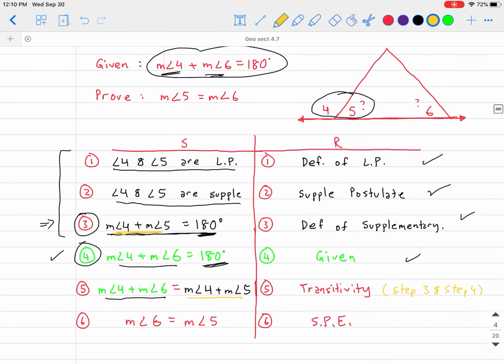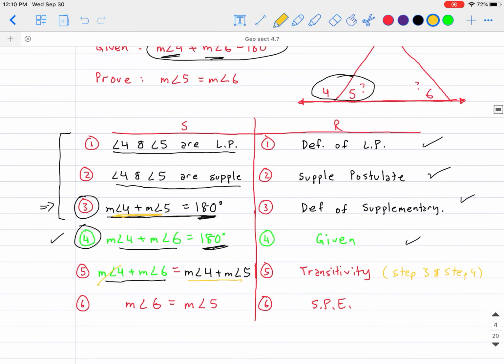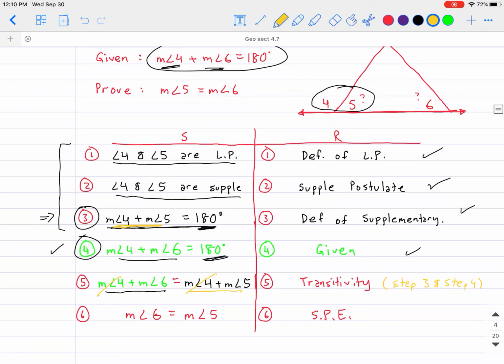Taking that equation that we have combined together, now we're going to do some more algebra. Clean out the measurement of angle 4 they both have on both sides by subtraction, and now you have measurement of angle 6 is equal to measurement of angle 5.